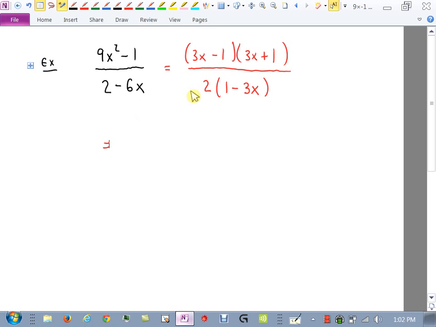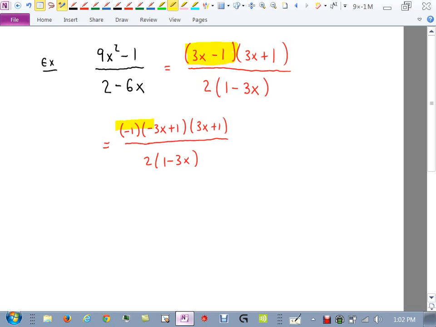Let me do the one on top. I'm going to work with this top one right here. Just tell me if this is wrong or not. What did I do to this right here? Yeah, I switched the signs, but I didn't just switch them. I actually factored out a negative 1, didn't I? I pulled a negative 1 out.